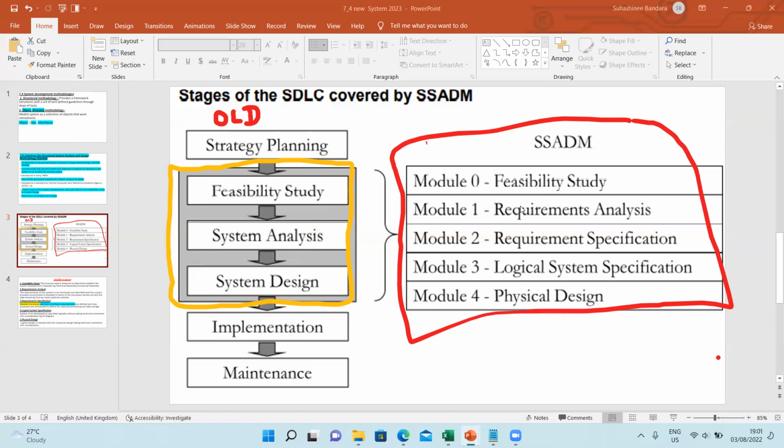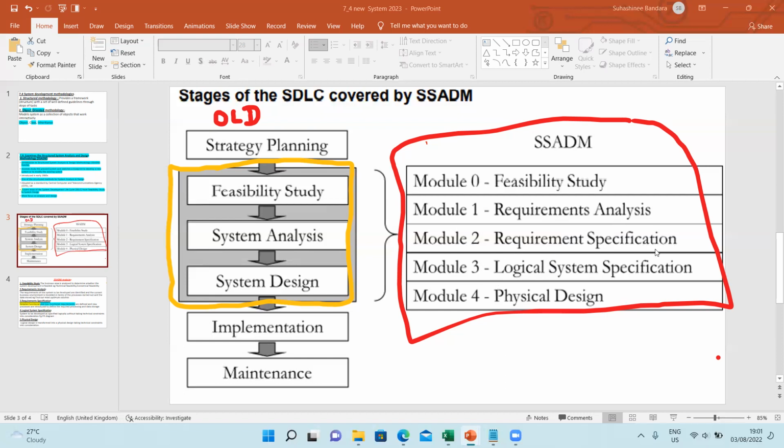Then the next one is requirement analysis. We have to analyze what the actual requirements are, how we are going to do it, and what the alternative solutions are. We will discuss everything step by step in the system development life cycle. Next is requirement specification. There might be different solutions, and from those we find the most optimum solution and write down the specification. After we find the best solution, we are going to draw the logical diagram.